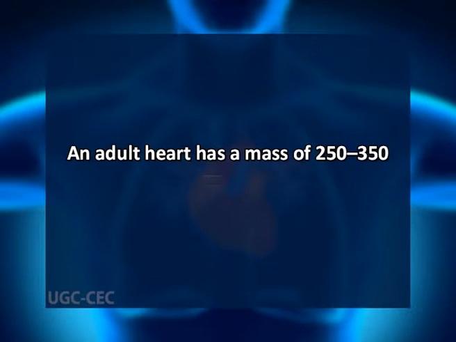The heart is cone-shaped with its base positioned upwards and tapering down to the apex. An adult heart has a mass of 250 to 350 grams. The heart is typically the size of a fist. This muscular organ pumps blood in humans and other animals through the blood vessels of the circulatory system.